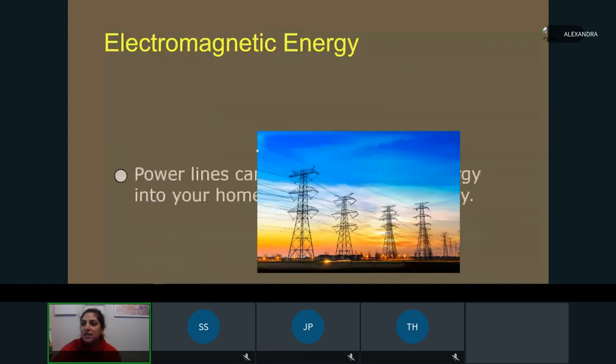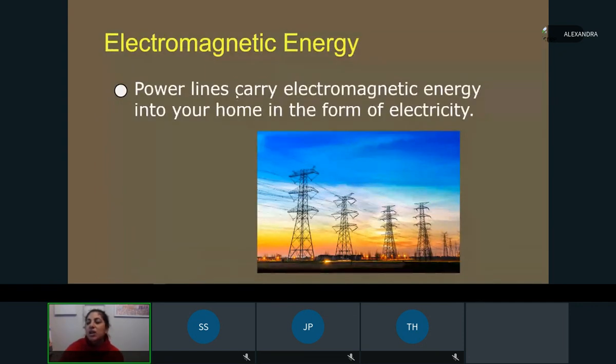Electromagnetic energy. So this is power lines, right? This is what we're talking about, electricity. We've got these power lines that carry electromagnetic energy into your home in the form of electricity, which is how you're able to turn on things. If you have an electric stove, that's how you cook, that's how we're able to use Wi-Fi, use the computers that are in front of you, because you will have seen the power grids. They are across the country. And these are all for the specific act of carrying electricity from place to place.